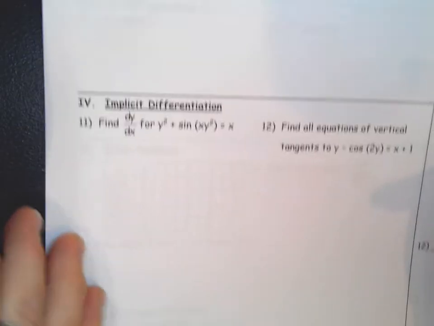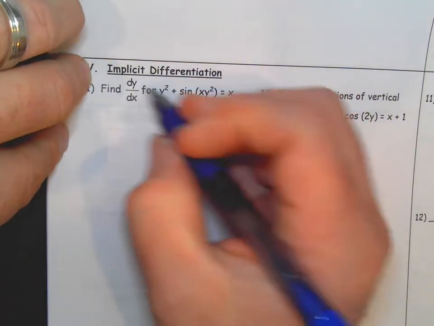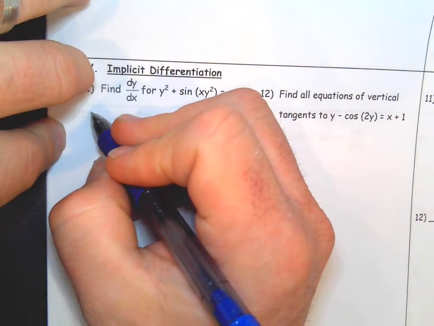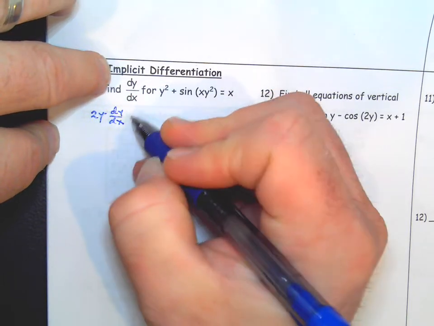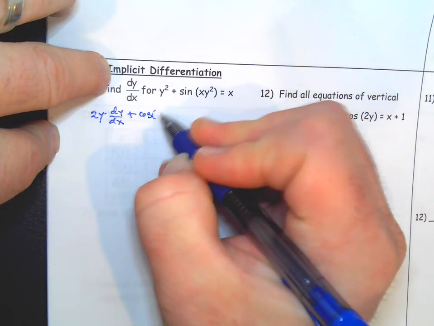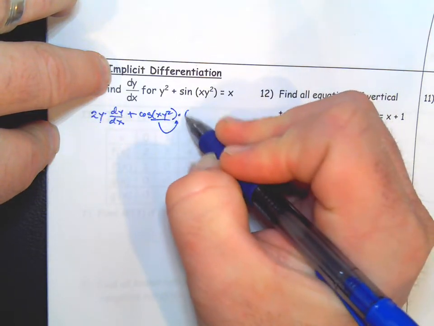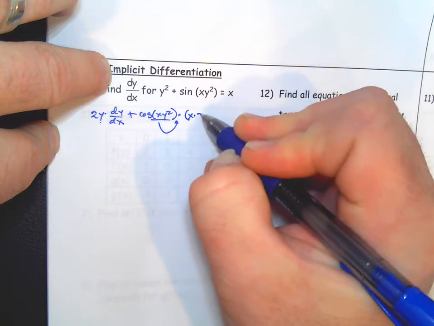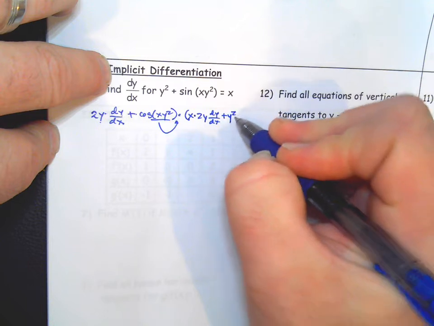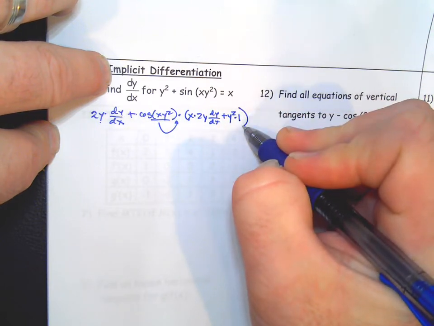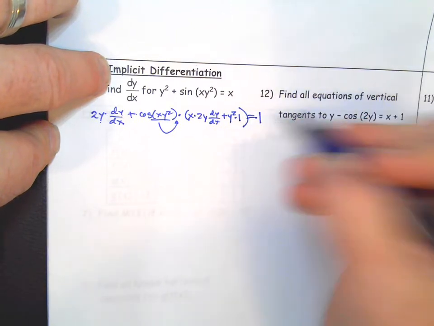Okay, number 11, implicit differentiation. So we're just finding, let's see, 2y dy dx plus cosine xy squared. Now we got to take the derivative of what's inside, so that's a product rule. So that's going to be x times the derivative of y squared. It's 2y dy dx plus y squared times derivative of x is 1. And we got to distribute all that. We got to distribute this to both those terms. Equals derivative of x on the right is 1.